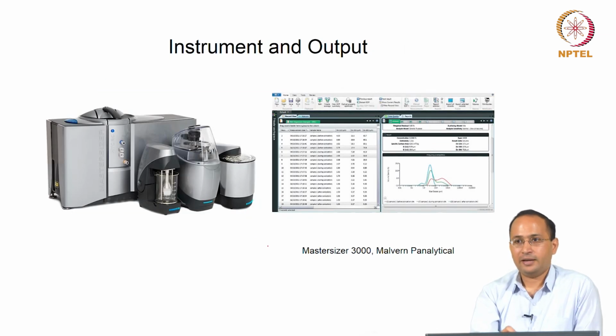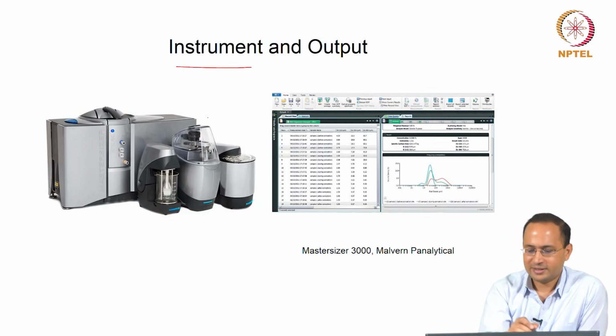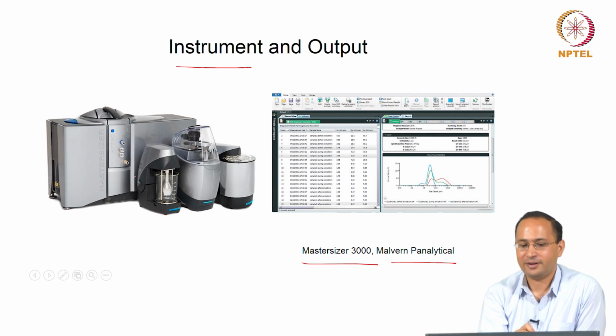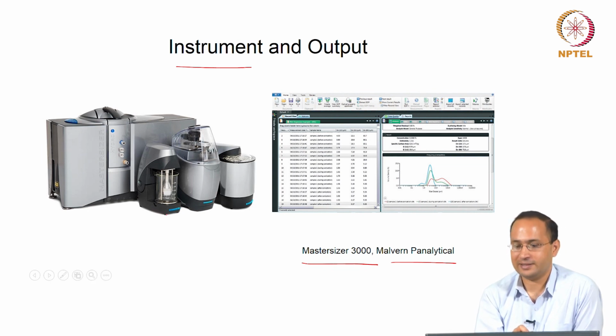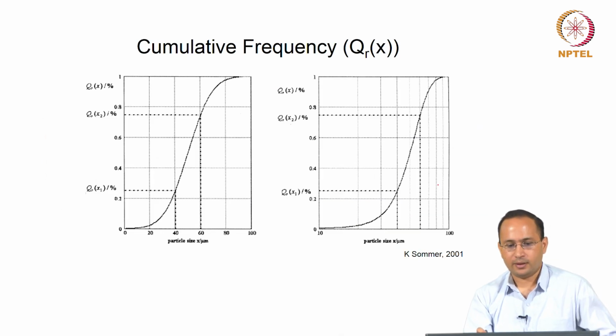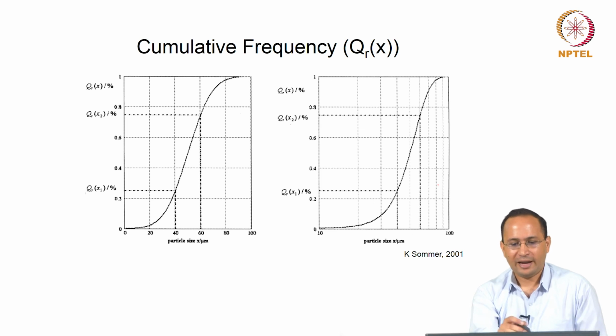Finally, this is the Mastersizer 3000 by Malvern Analytical, a typical instrument which we use for particle size analysis. And this is the typical output. What do you get? The output is a distribution. This is from the software, where you get the distribution.